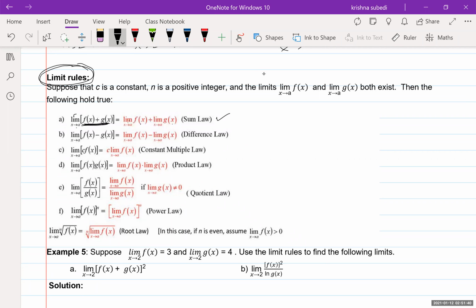In the same way, when there is a difference between these two functions with the limit, we can distribute this limit to both of these functions. Same thing, when there is c f of x, c means it's a constant. So if there is a constant multiplied by a function, then we can write that constant out and then write the limit with the function. Just keep in mind the limit will always go with the functions. If two functions are multiplied and there is a limit, then you can write it this way and so on.